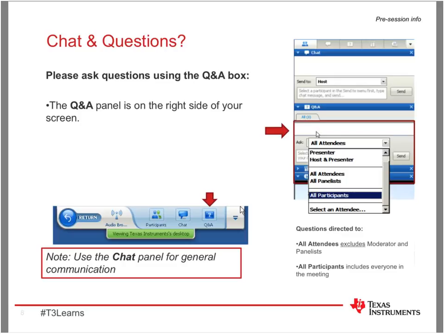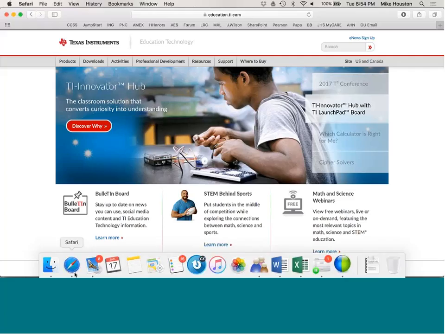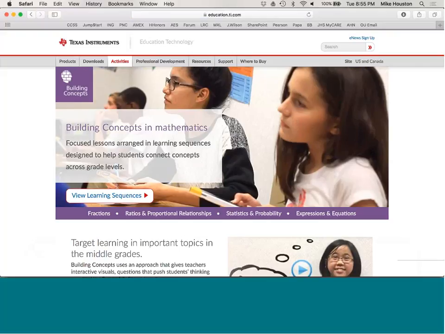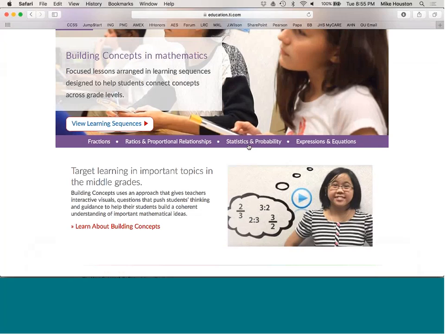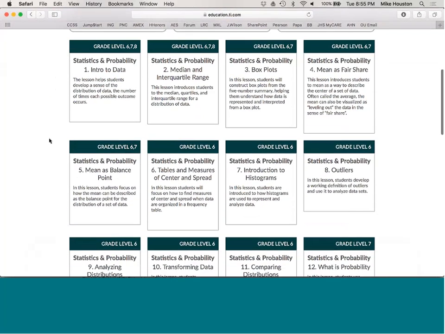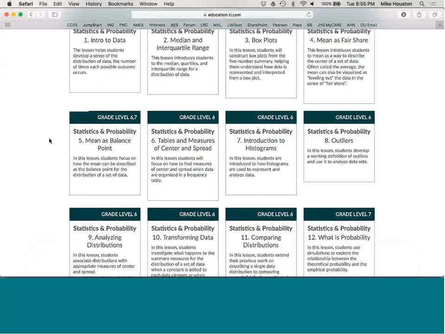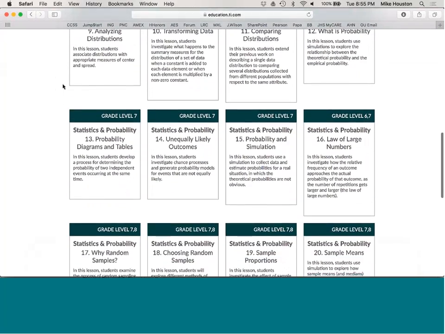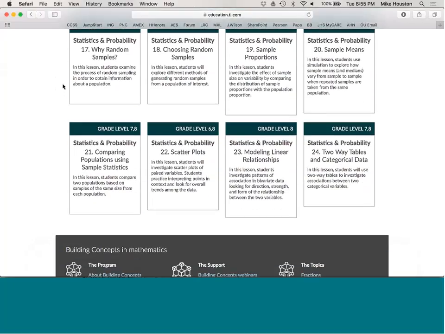Thanks so much, guys. I do want to piggyback on Gail's last comment about the building concepts, because we only looked at a very small example of some of the things that you can find on our website. Let me go there, education.ti.com. Under the Activities tab on the left, you'll find Building Concepts in Mathematics. If you slide down a little bit, there's Statistics and Probability. I'm just going to peruse a few of these. You can take a look at what's available. It looks like it starts in grades 6 and 7 and continues up into grades 7 and 8. Whenever you have some time, please feel free to visit our website and look through some of those.